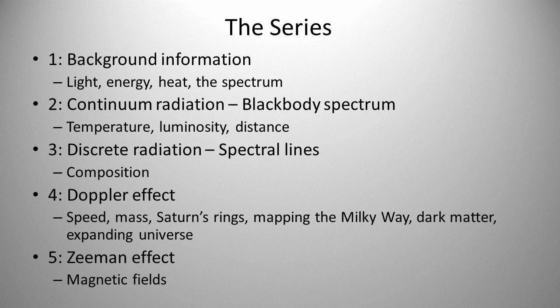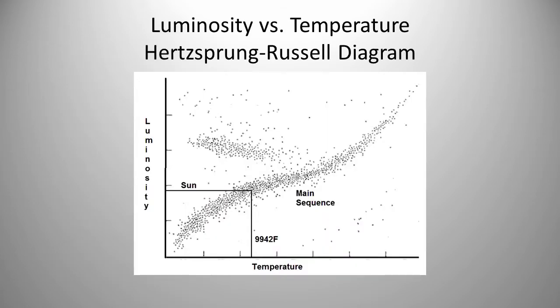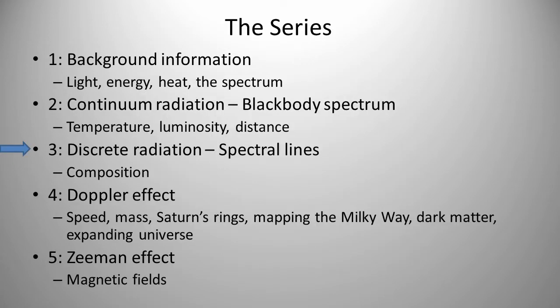This is a 5-part series intended to explain how astronomers use spectroscopy to learn about stars, planets, galaxies, and the universe. The first video covered some background physics about light and heat that you need in order to understand spectroscopy. The second video discussed continuum radiation, or what's called the black body spectrum. We saw how it can be used to determine the temperature, luminosity, and ultimately the distance to stars. One of the things to remember from that video was the HR diagram. This shows a correlation between the temperature of a star and its intrinsic luminosity. The third video talked about spectral lines that come from discrete transitions and how they can be used to determine what stars are made of.